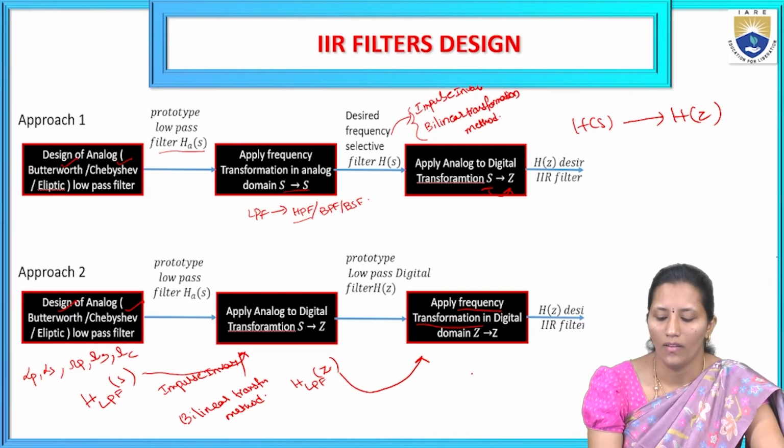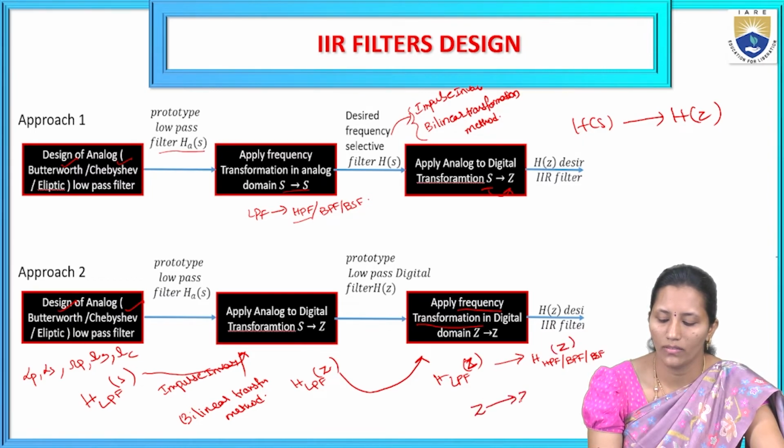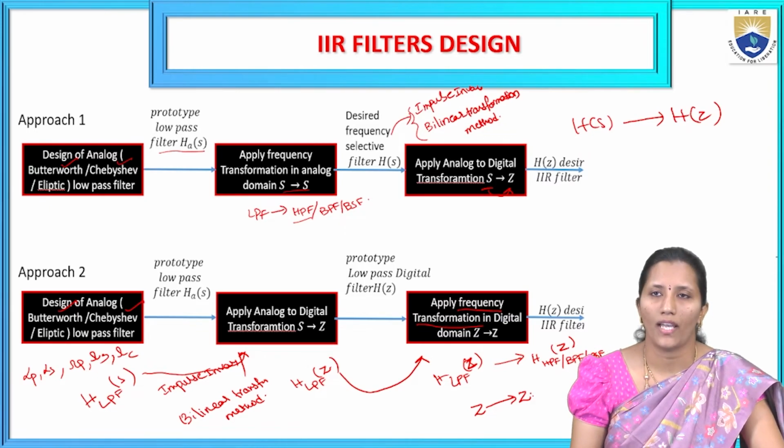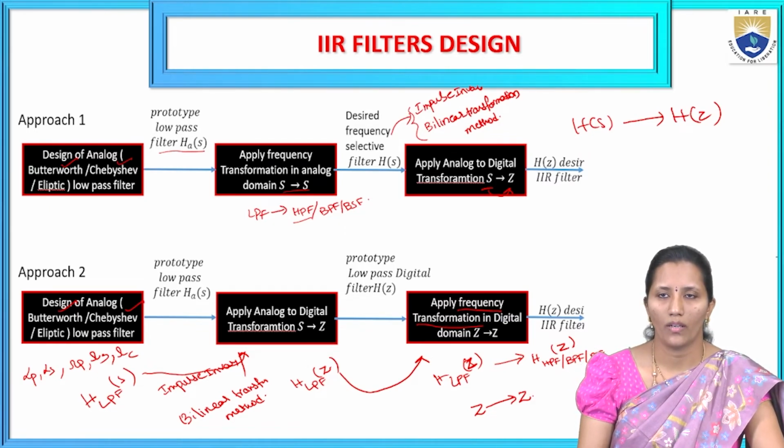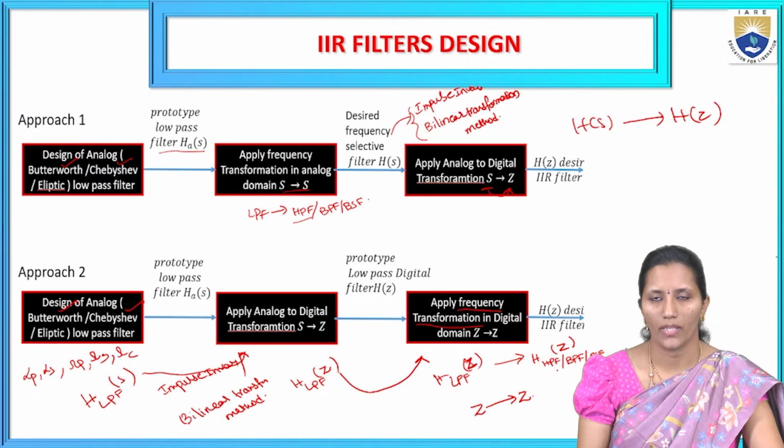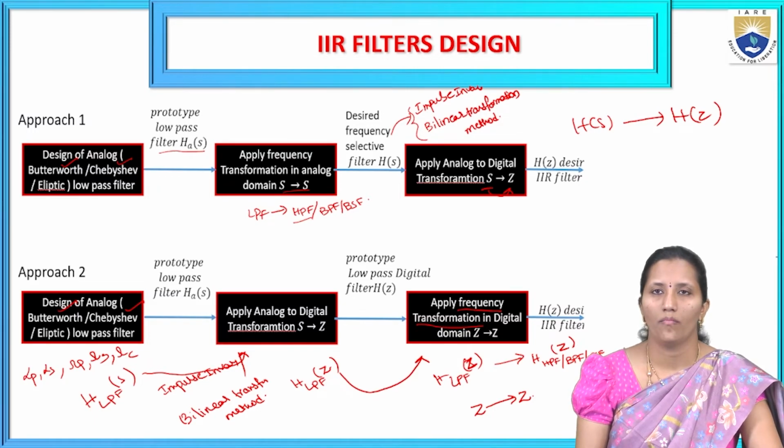Okay, so from the high pass filter, for low pass filter transfer function to digital filter transfer function, we have to convert it either to high pass filter, band pass filter or band stop filter. So here, the Z domain to Z domain frequency transformation in the digital domain converts the low pass filter into either a high pass filter, band pass filter or band stop filter.